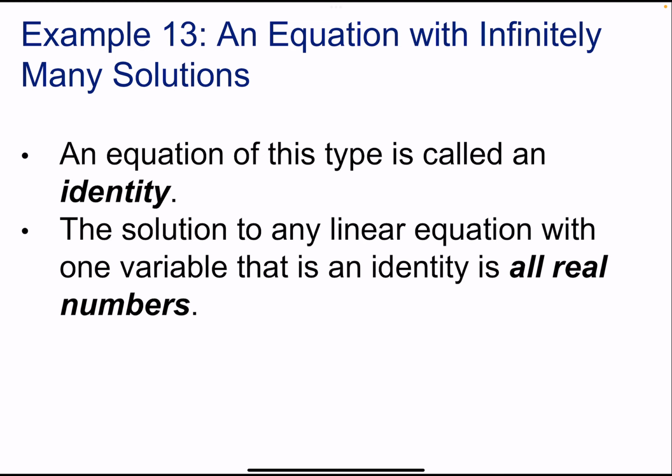Okay. So again, an identity just means that it's always true. In this case, all real numbers are solutions. All right.